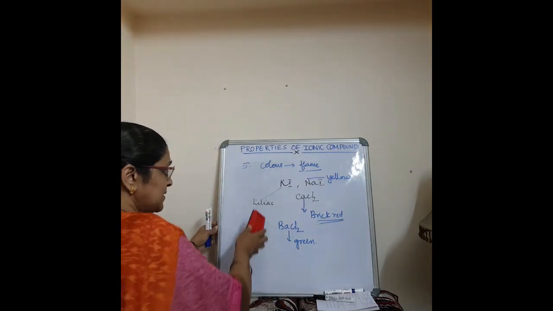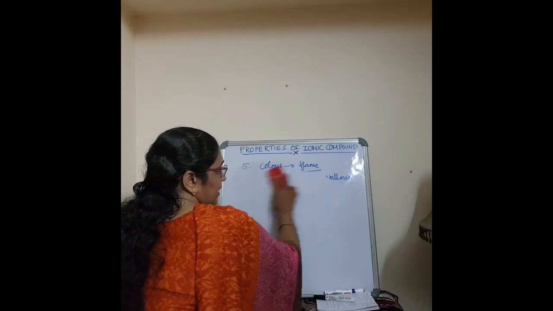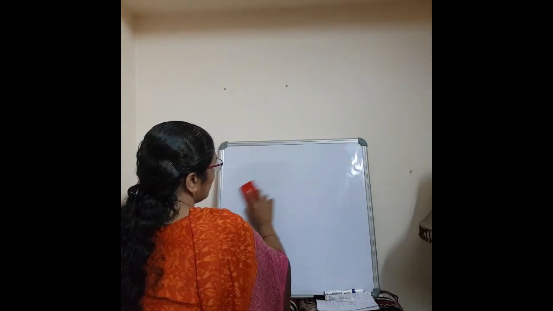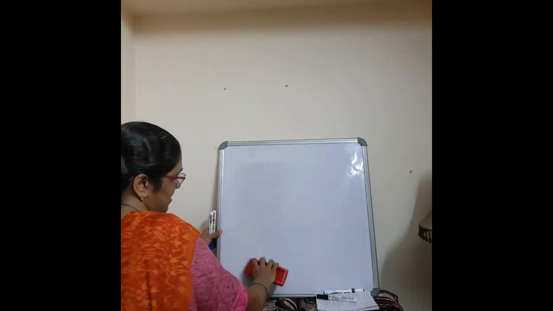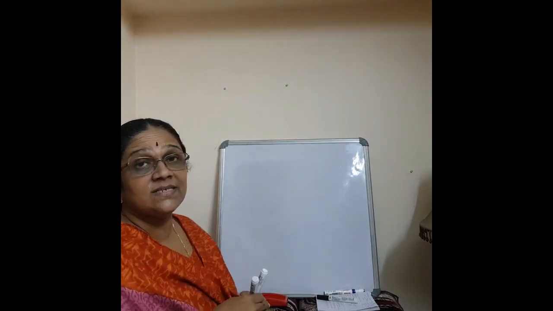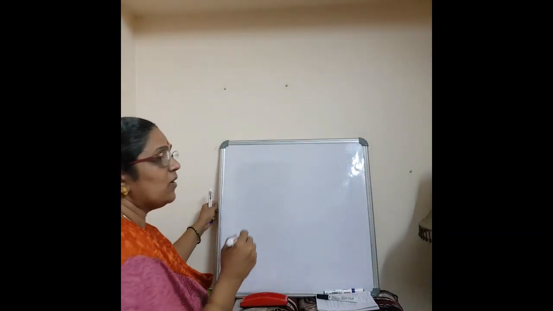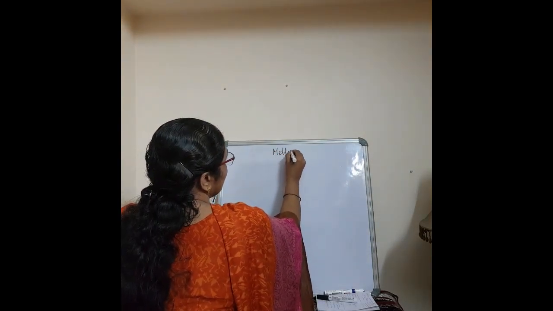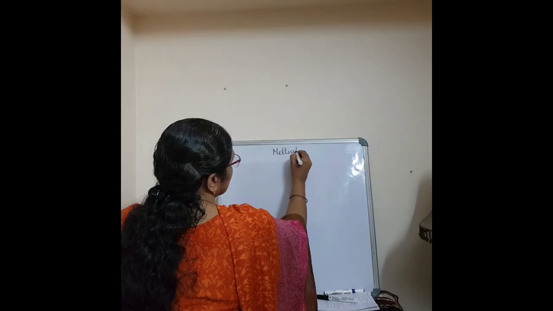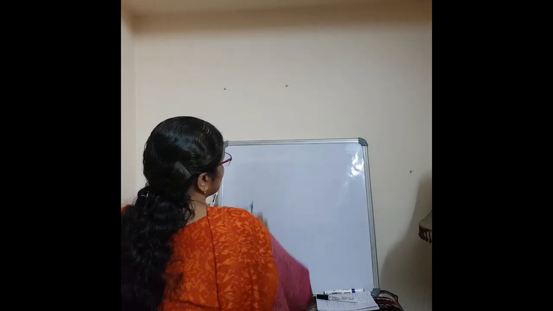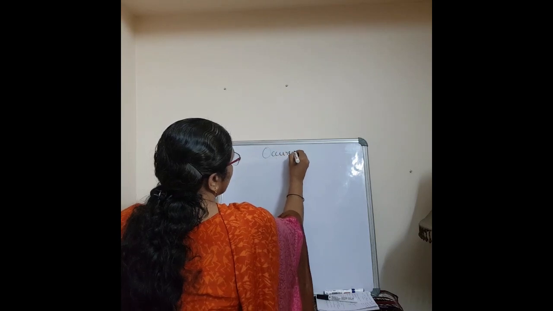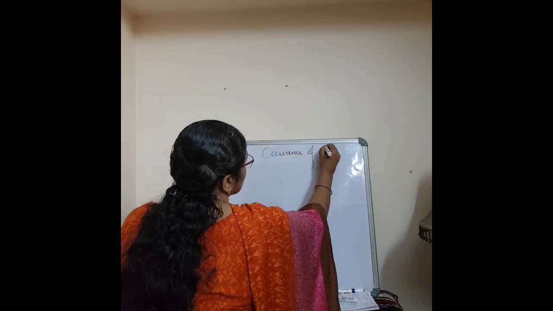Now we will have another topic in this chapter, which is called occurrence of elements, or simply I can write a title called metallurgy. It is called metallurgy. Metallurgy means, or in your textbook, it is called occurrence of elements.